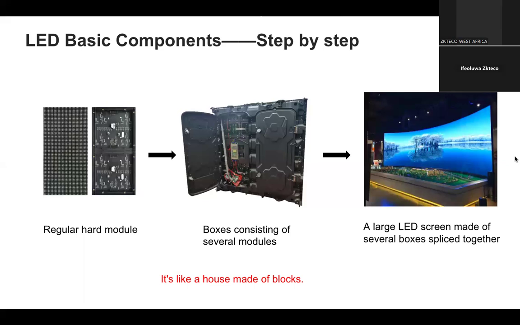Each of these modules is arranged in cabinets, and cabinets are arranged in order of the length and the width of the desirable screen that we actually want to achieve. So this is just the simple combination. We have the module, then we have the boxes consisting of several modules, which are called cabinets that are enclosed in casings. Then we have the LED screens.